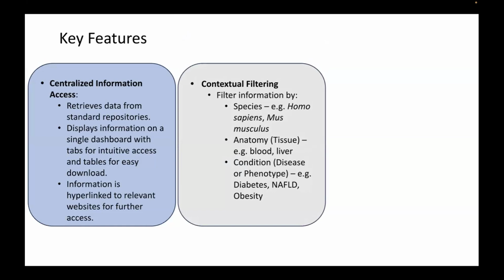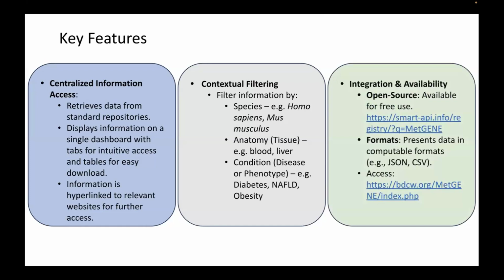The species currently supported are humans, mouse, and rat, and a whole bunch of anatomy based on the samples that are there in the Metabolomics Workbench, and conditions, both disease or phenotype, like diabetes or cancer, or phenotypes such as obesity, as an example. And this is an open source tool. The source code is available. And also the APIs are available both with REST and Smart API formats. I'll demonstrate that towards the end of my talk. And the tool can be accessed in this hyperlink. This will also be posted in the chat for your access.